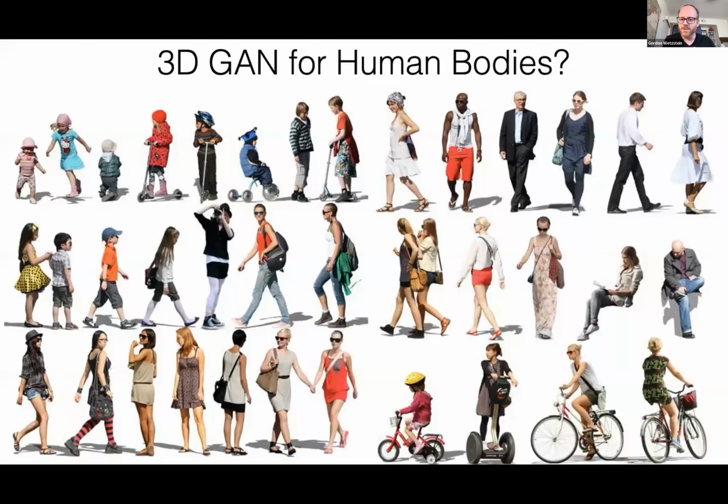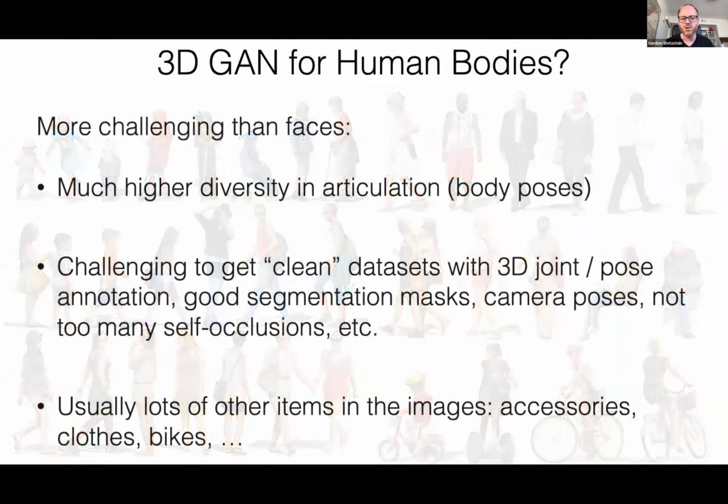What about human bodies? So we've shown faces. Faces are great, but ideally we'd like to get full bodies. Bodies are hard. They're more challenging than faces, actually, because faces are sort of all the same. I mean, we all look different, but we all have a head, we have 2 eyes, we have a nose, we have a mouth, and they're approximately at the same position. So if the data is pretty well aligned, that works well. For bodies, that's not necessarily the case.